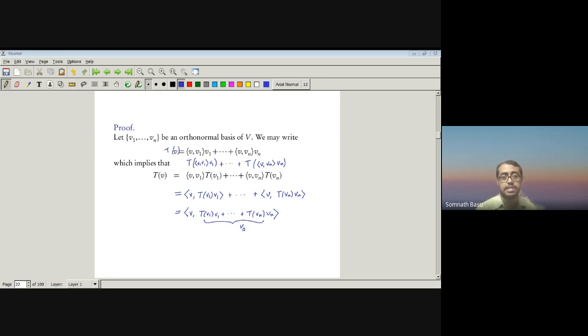So given my T, I simply start with an orthonormal basis, apply T to V1, multiply by V1, and so on, apply T to VN, multiply by VN, and add them all up. I declare it to be V0. And by construction, I see that T of anything is the inner product of that thing with V0, right? And this is precisely what I wanted. So what is this V0? This V0 is nothing but this entire quantity, okay?